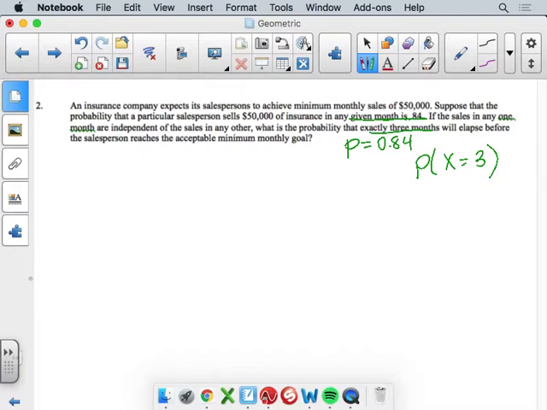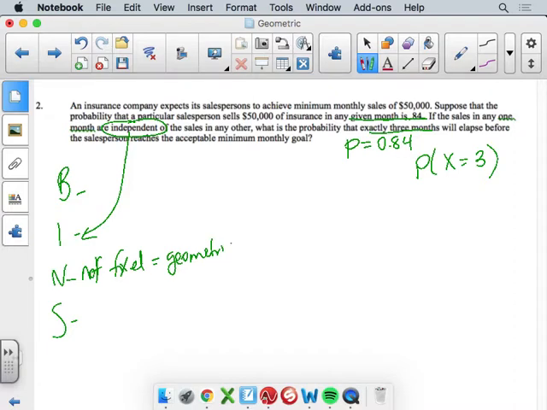So, I probably should have done this on the other page. If you're kind of going through the binomial, are we still supposed to use that on this? Well, we can point out independent. I was just going to reference it, but it's not the same. The n is not fixed, so you could say not fixed equals geometric. There's not a fixed number of trials. We're saying what's the probability it takes 3 before they finally reach the minimum goal.